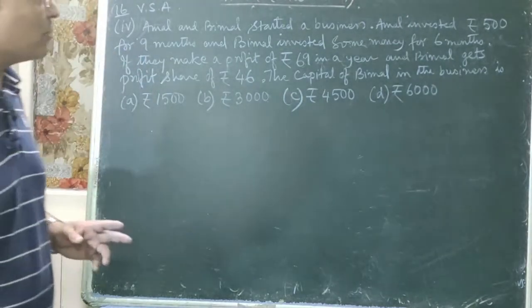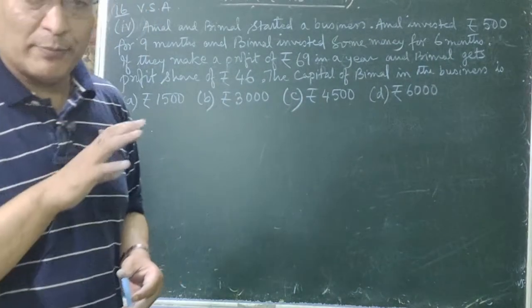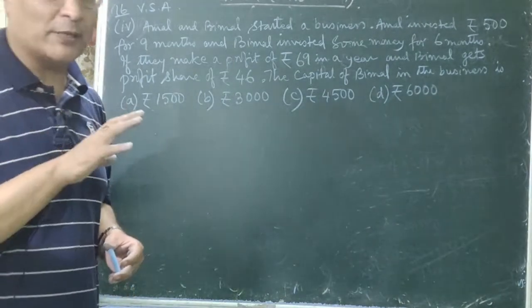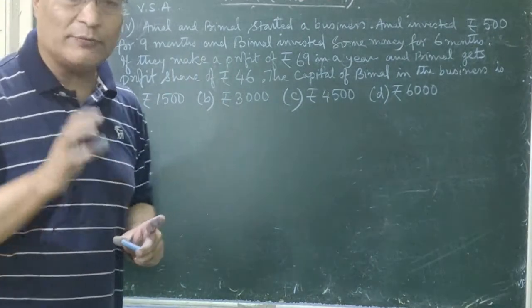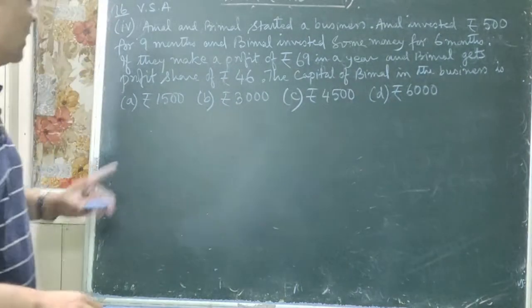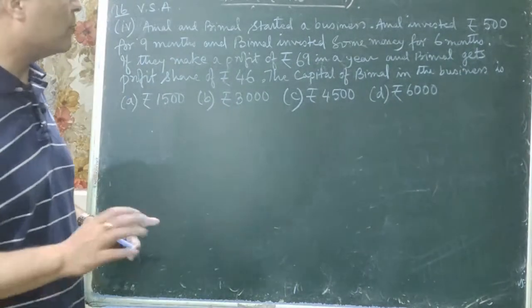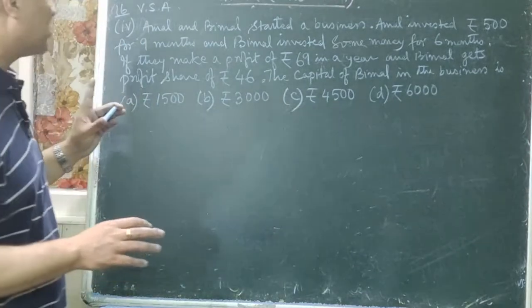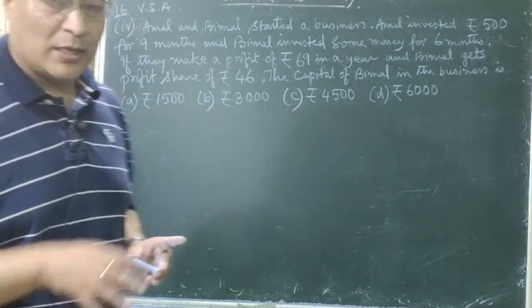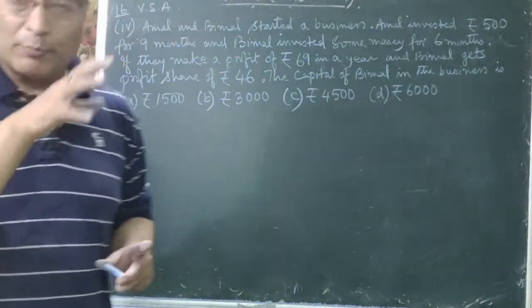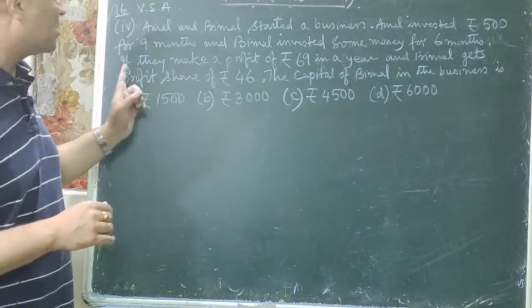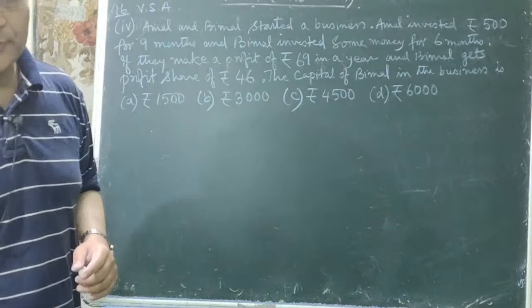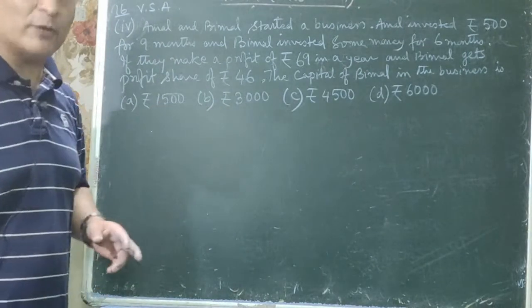And Bimal invested some money for 6 months. So Bimal invested some money, we don't know how much. Whatever money he invested, for how many months was it kept? For 6 months, okay? So if they make a profit of rupees 69 in a year and Bimal gets a profit share of rupees 46.